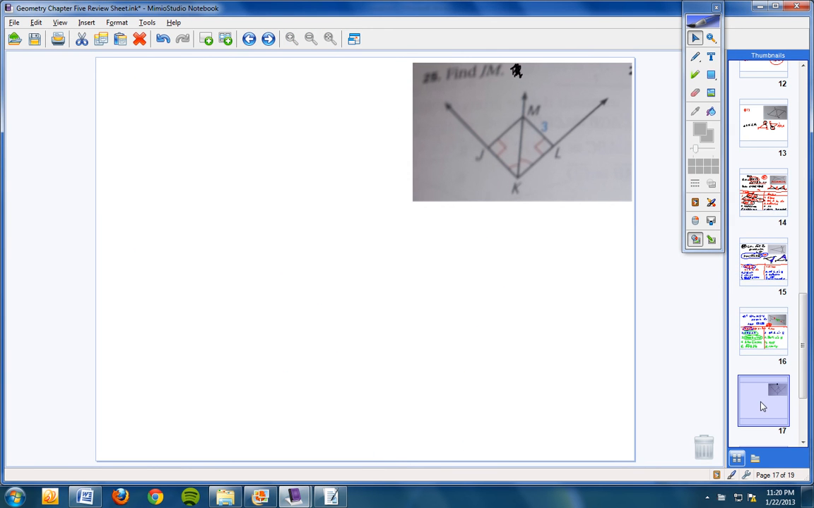Okay, students, we have only 3 problems left, so hang in there. Just about done. This is number 25. It's a little blurry, but you can see this in your book, of course.